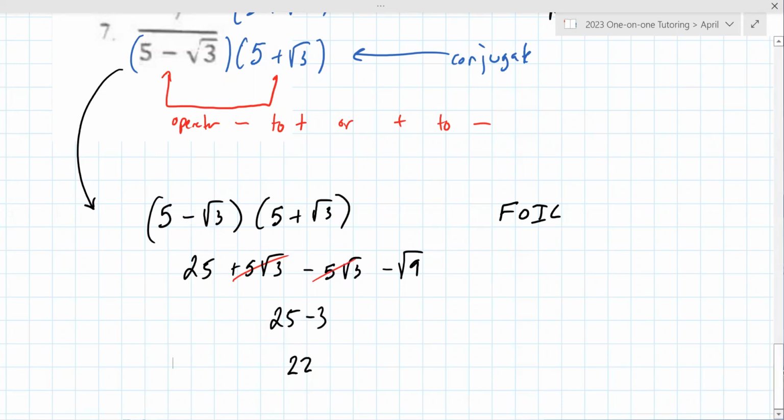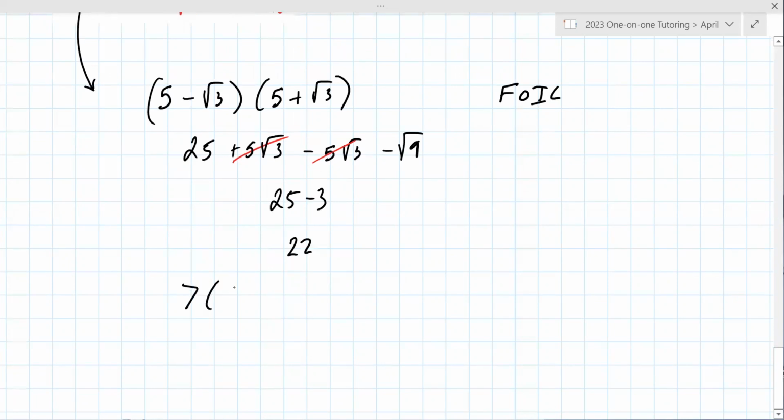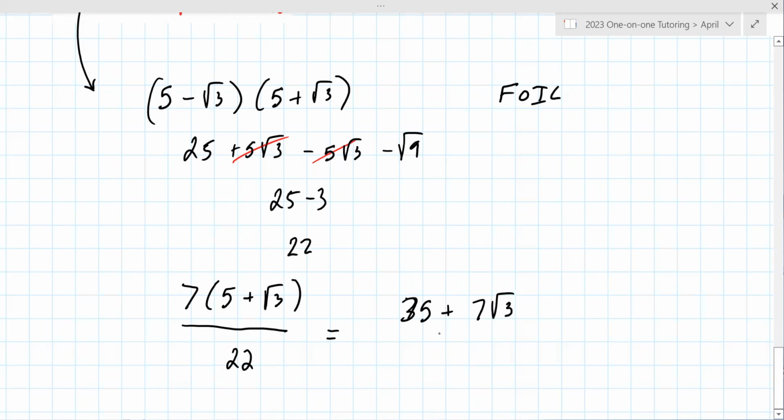Okay, the top, the numerator is 7 times 5 plus the square root of 3 over 22. You do have to multiply the top. So you know, 7 times 5, 7 square root of 3. So it's 35 plus 7 square root of 3. And then you are supposed to divide each of them by the number on the bottom. Okay. This is the way you're supposed to present your answer. Okay.